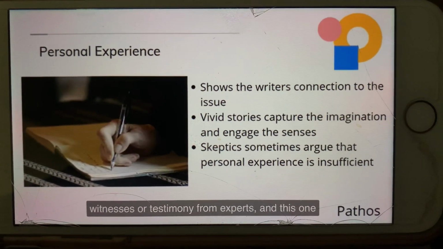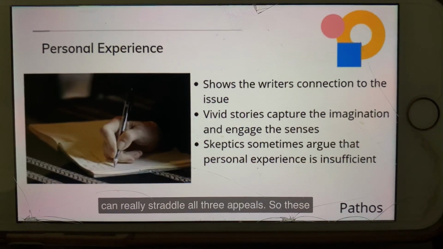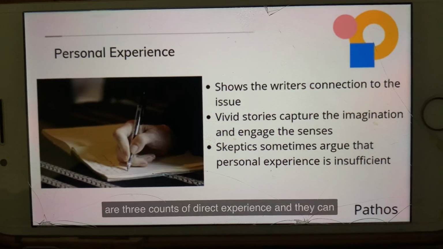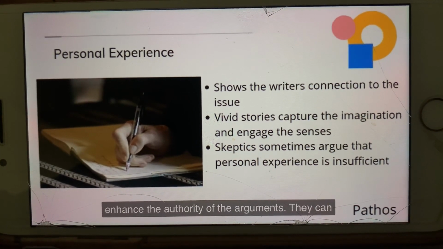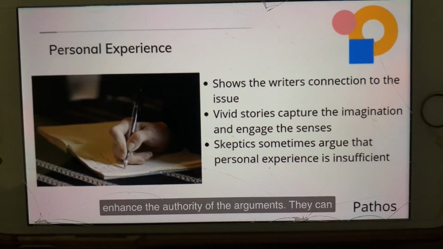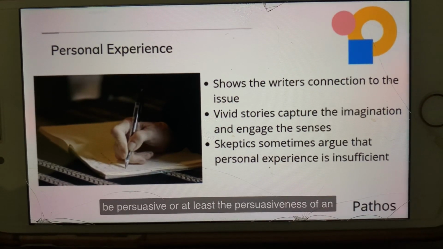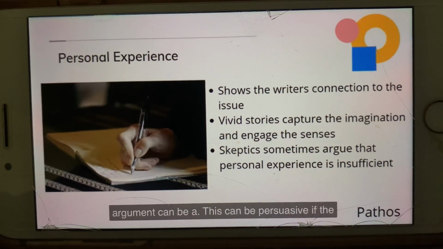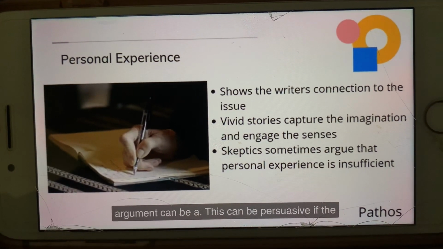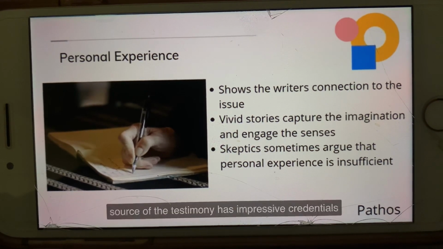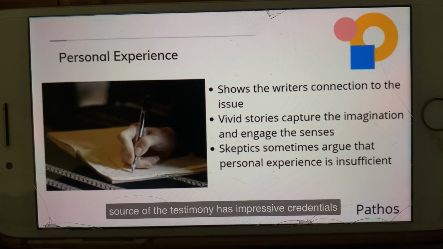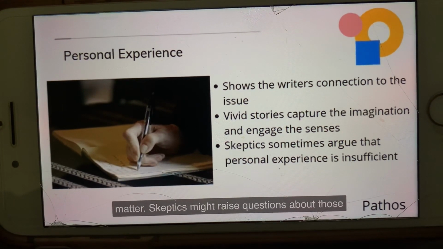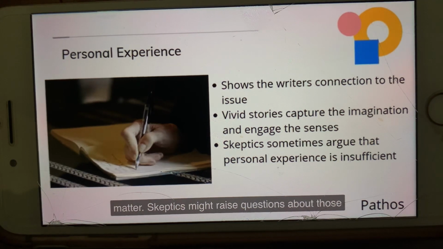Similarly, an arguer might present personal experience for evidence. They might not necessarily have a professional relationship with the subject matter, but they might have a personal one, and so they can show connections to the issue that way. Often personal experience has a narrative element, and so vivid stories can capture the imagination of the reader. It can engage the senses, but you often will hear skeptics argue that personal experience is insufficient, so not being the only type of evidence in an argument is something to think about.